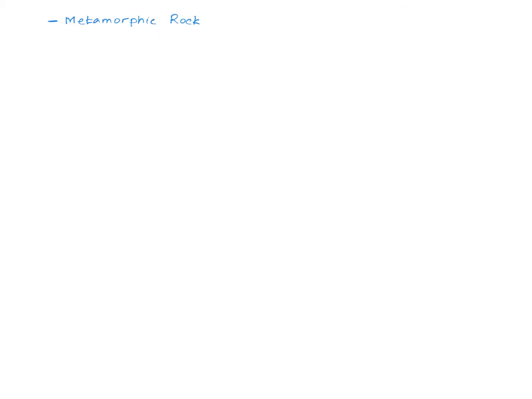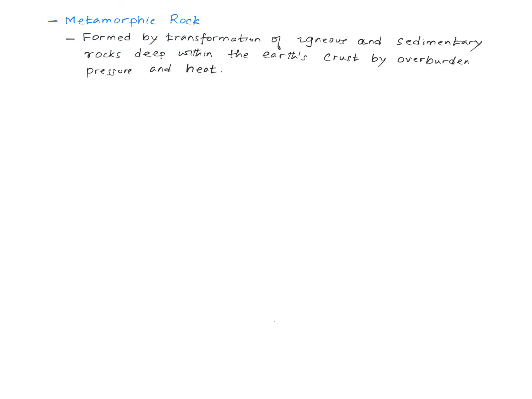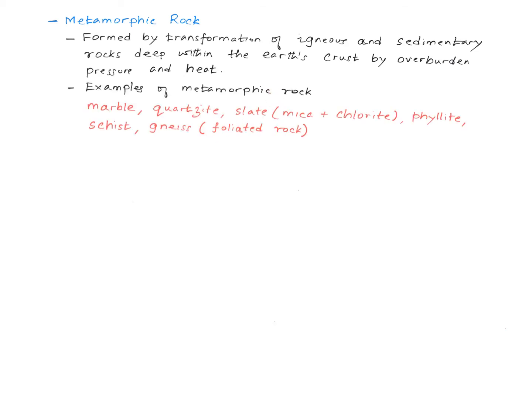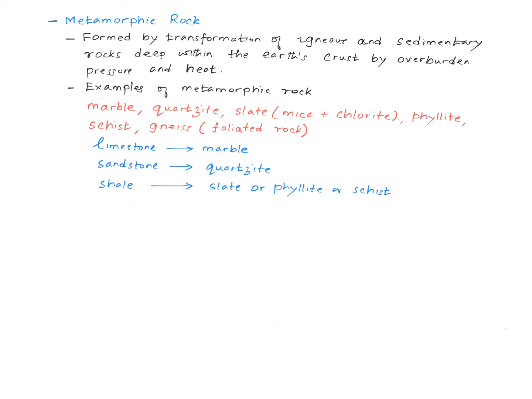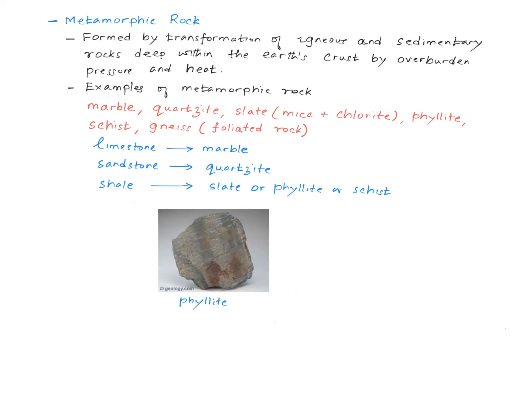Now a little bit about metamorphic rock. So this rock is formed by metamorphism of igneous and sedimentary rocks deep within the Earth's crust by overburden pressure and heat. These are some examples of metamorphic rock. Again, some familiar ones like marble and slate. Basically, limestone turns into marble, sandstone turns into quartzite, shale turns into slate or phyllite or schist. Here's a picture of a phyllite.